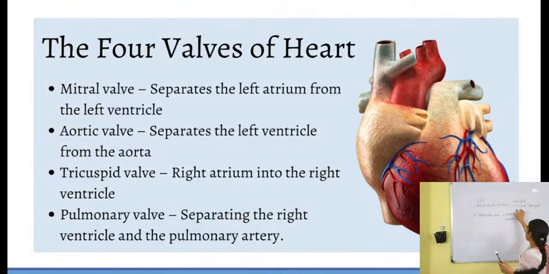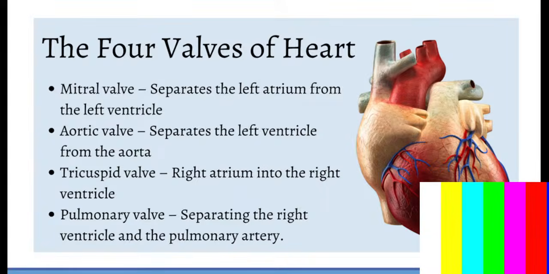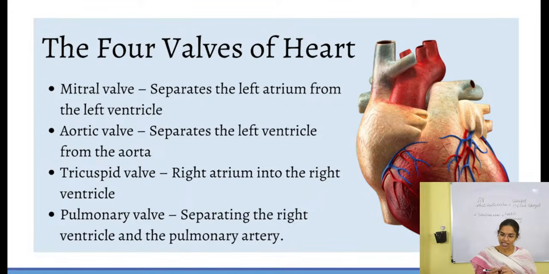Coming to the mitral valve, the bicuspid valve is present on the left side. It separates the left atrium and the left ventricle. What is the function of these valves? They prevent the backflow of blood. They only ensure the forward flow. And the tricuspid valve is present on the right side, between the right atrium and the right ventricle, and prevents backflow from the ventricle to the right atrium.